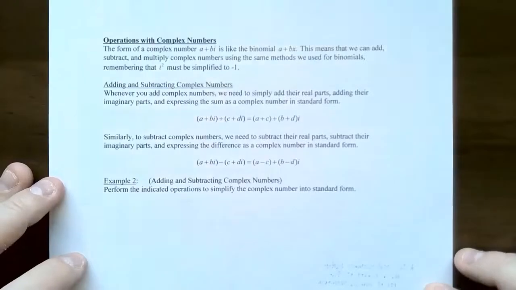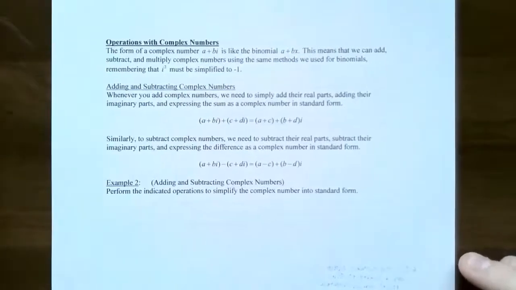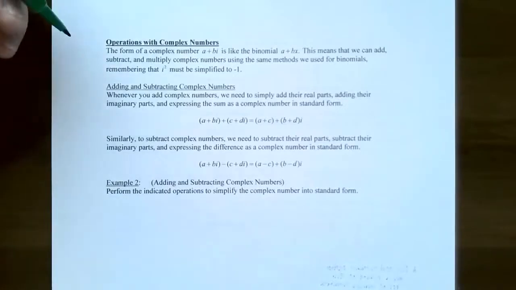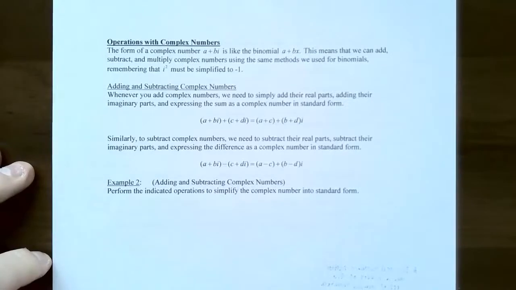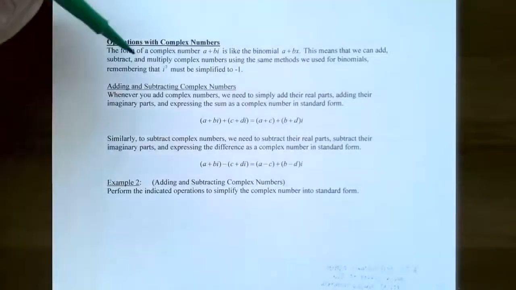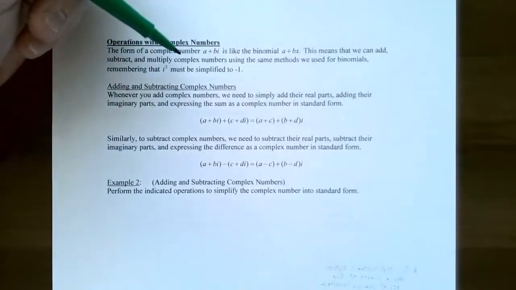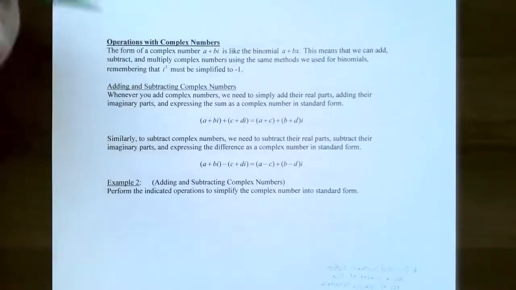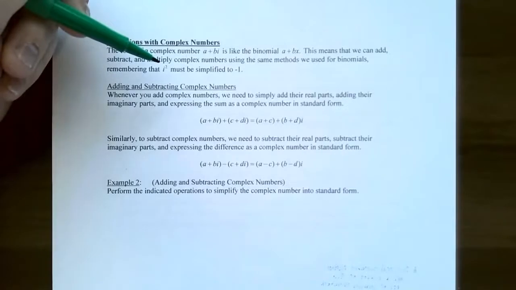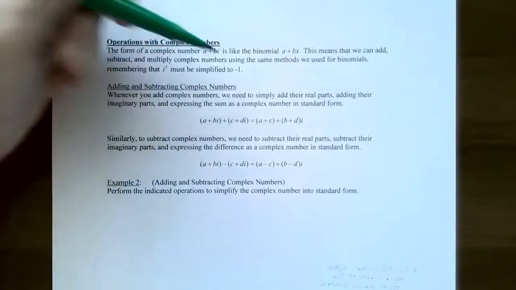All right, so now that we know what complex numbers are and what they actually look like in standard form, let's talk about how you actually do operations with complex numbers. So add, subtract, multiply, and divide. If you want to add, subtract, and multiply complex numbers, you can use the same methods as we use for binomials. And keep in mind that the i squared can be simplified if it comes up, and it can be simplified to negative 1.